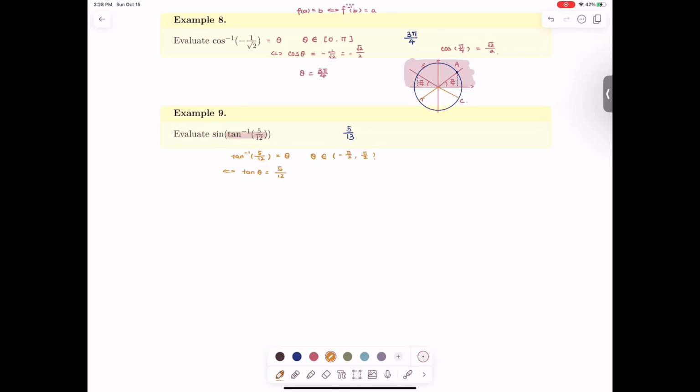Okay. Special triangle. Theta, 5 over 12. Right? So what is this? 13.